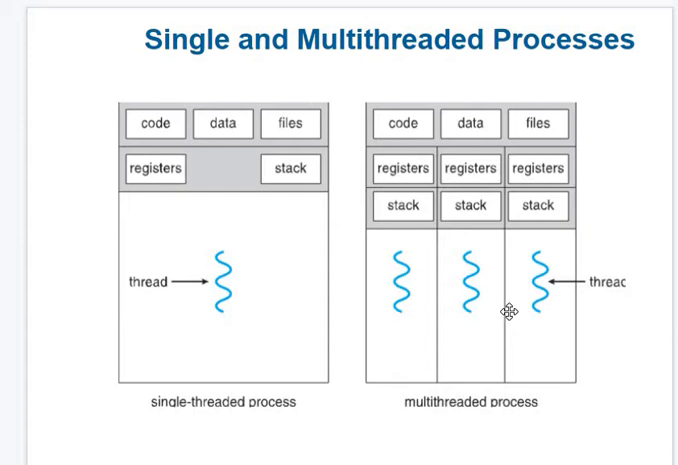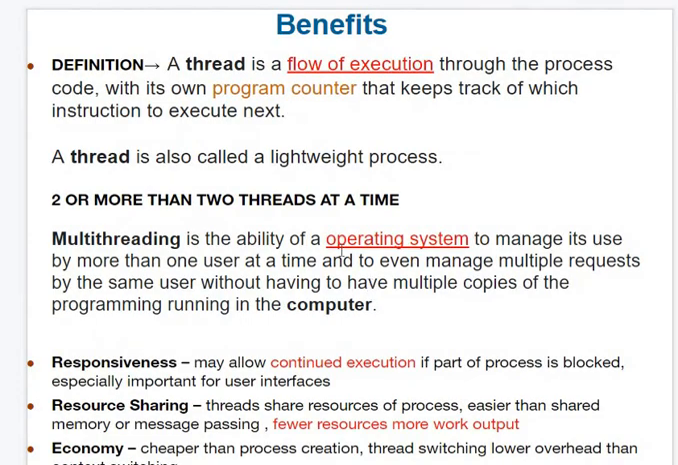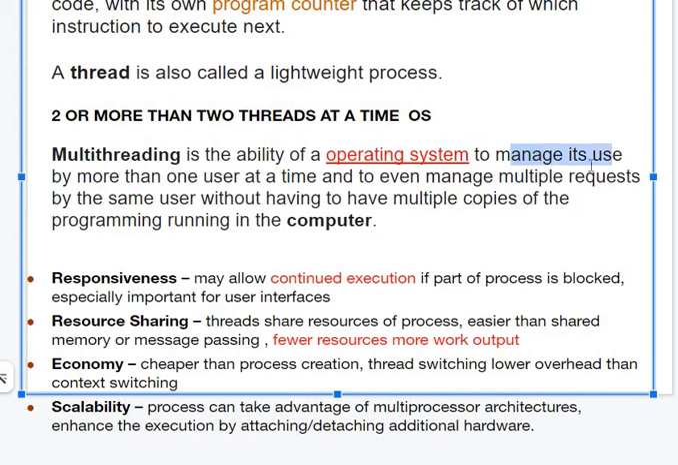That management is done by the operating system, like the Android operating system, the Windows operating system or the Linux operating system. If we have more than two threads at a time, it is the responsibility of the operating system to manage them. So who has to manage? The operating system, when there is more than one user.